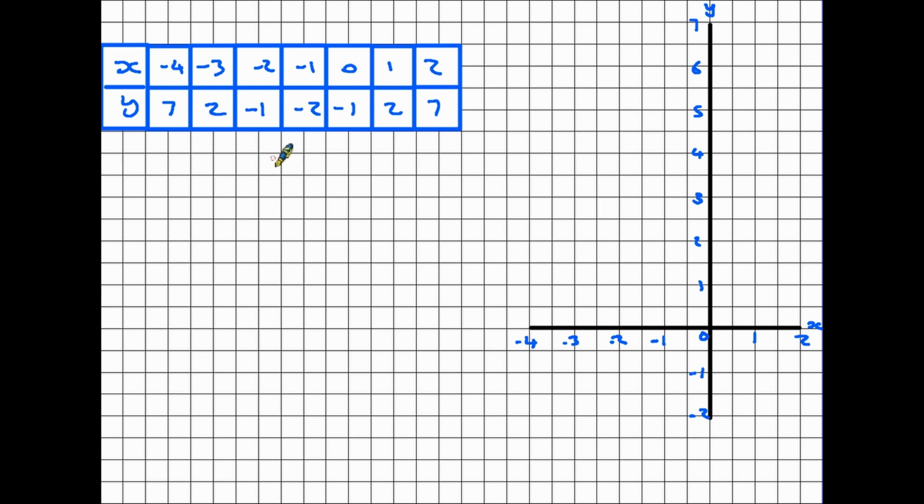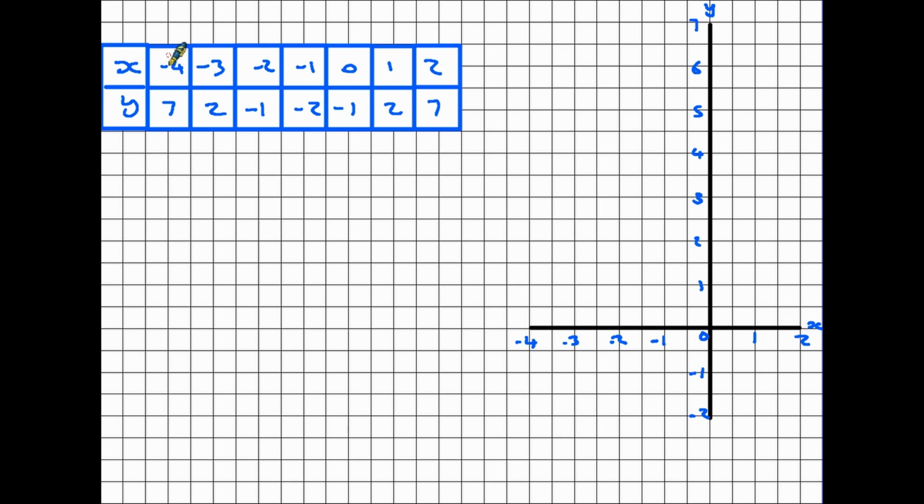So here's the same table of values, and I've drawn the corresponding graph that I need. In an exam, quite often the axes are drawn for you, but if you do need to draw one yourself, you can see what I've done here. For the x values, I've taken the x-axis from minus 4 to 2, and similarly the y goes from minus 2 up to 7, so those are the values that I've chosen for the graph.